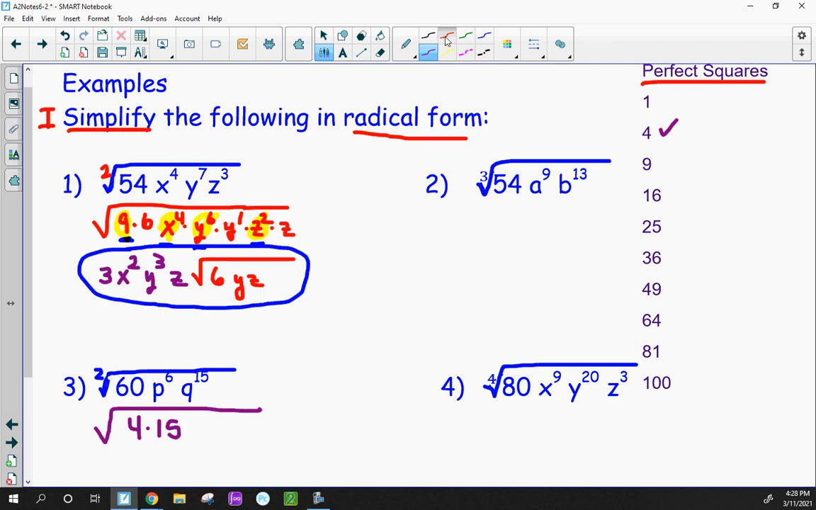And again, please underline the piece that you know can be simplified. Next, you're going to look at the p. P is to the 6th power. We can divide 6 by 2 and get a nice whole number back. So we're just going to leave it alone for now, drop it straight down. We'll take care of it in the next step.